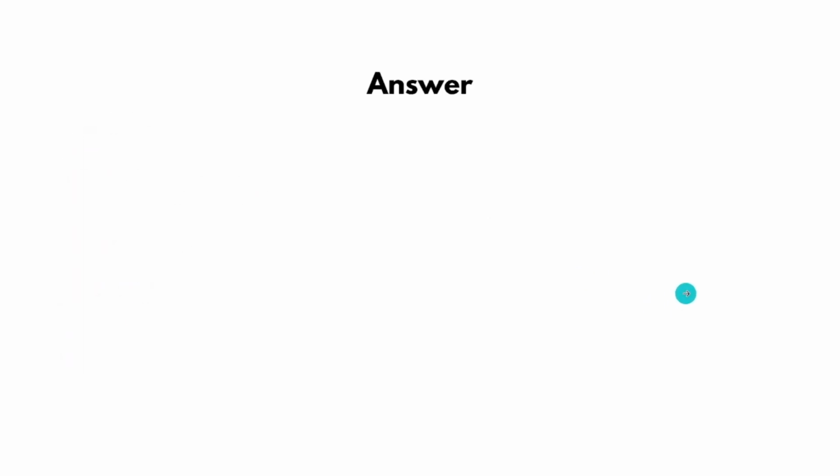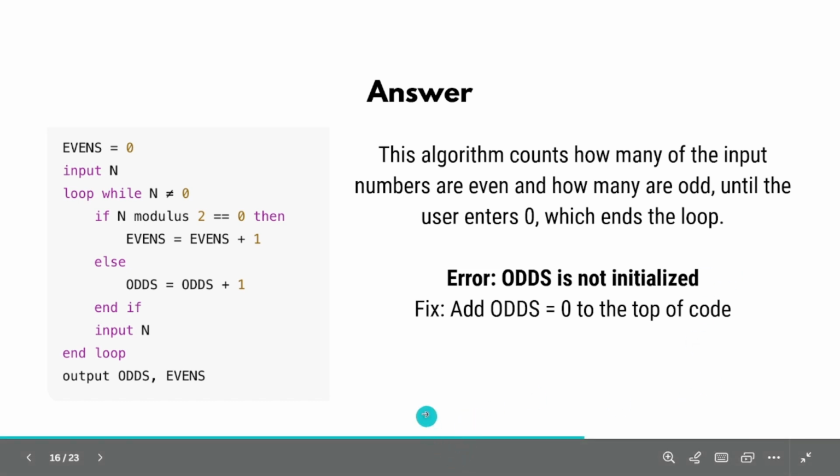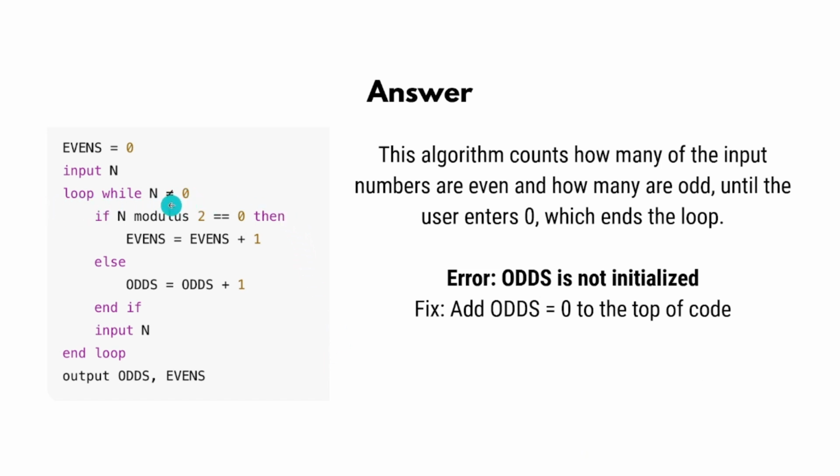Okay, here's the answer. This algorithm is counting how many of the input numbers are even and how many are odd until the user enters 0, which ends the loop. See right here, loop while n is not equal to 0. That means when n is equal to 0, then this loop will end.